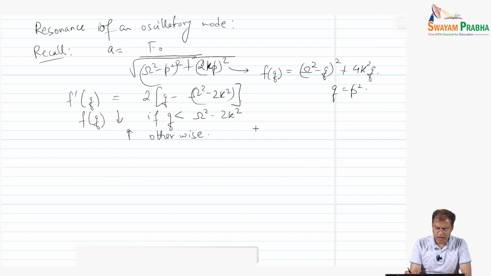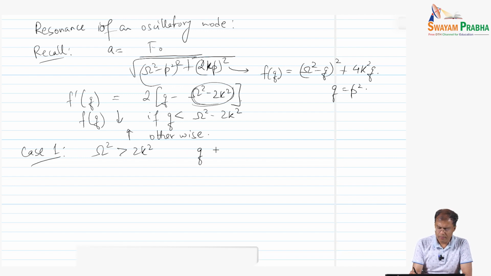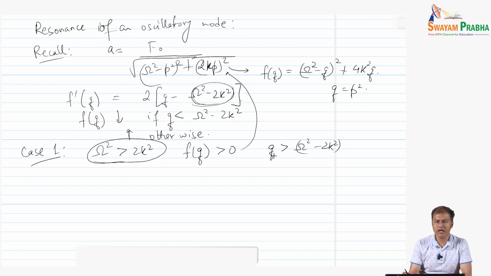So what have we got here? Let us look at two particular cases in this analysis. Case 1: let us assume that omega square is greater than 2k square, that is, this quantity is greater than 0. In this case f of q must be positive, because otherwise the square root is not defined. And in this case q is greater than omega square minus 2k square, and since we have assumed that this quantity is positive, we get that q is positive.